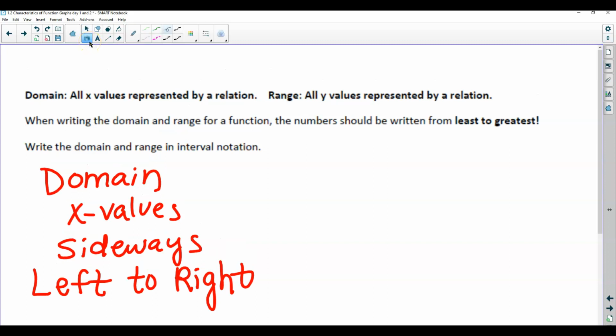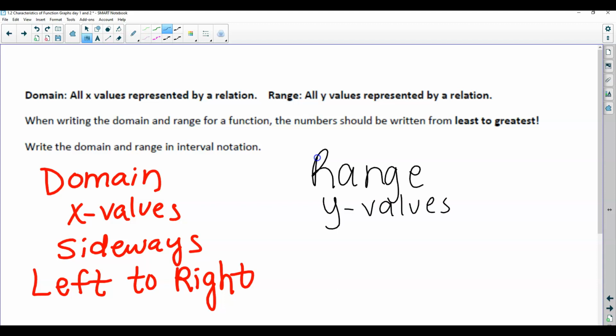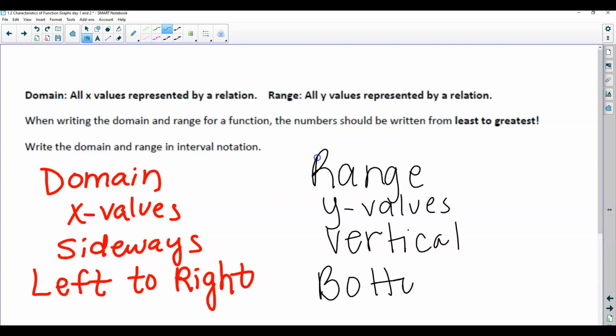Instead of x values, you know that it's your y values. I'm sorry, range. The flip side is the range. So for the range, we know it's the y values. And it's not sideways movement, it's vertical movement. And guys, it is always from the bottom up. And I'll show you what that means in a moment.